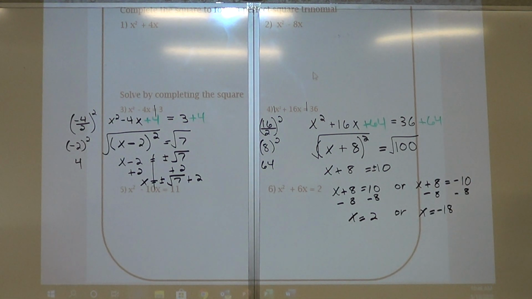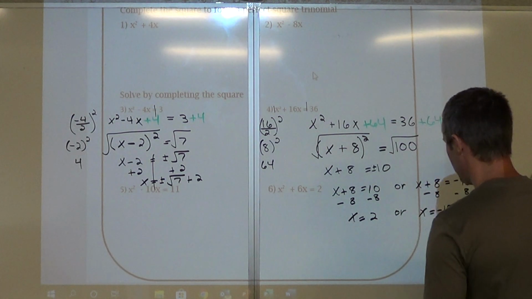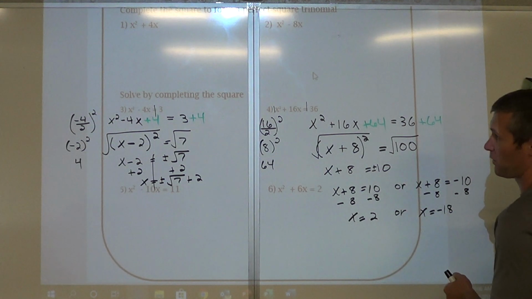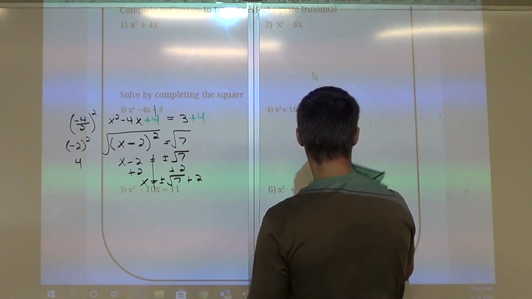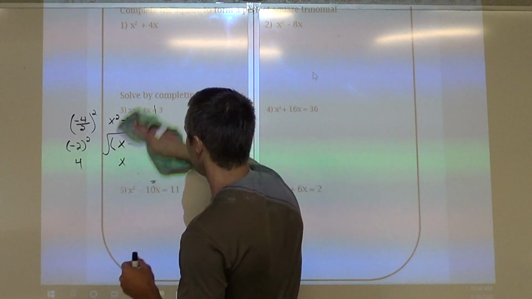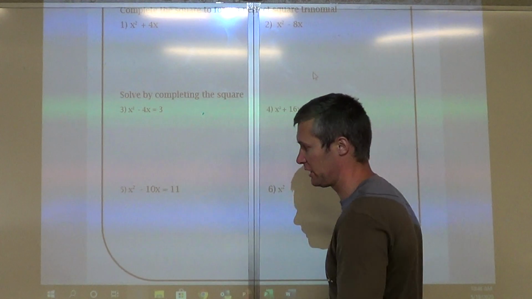So we're going through it and looking at these ones. Let me do one more. We don't need to do number 6 because it's the same format always. Let me do number 5 for you. So we want to make sure that first term has a 1 in front of it. So it has a 1, so we're good. We don't need to do anything.